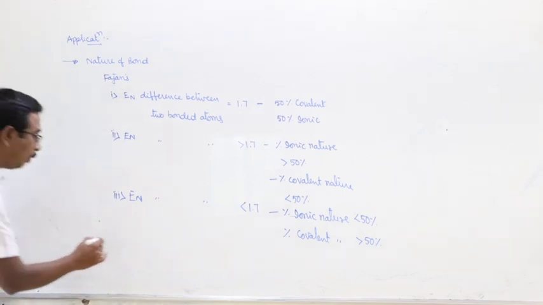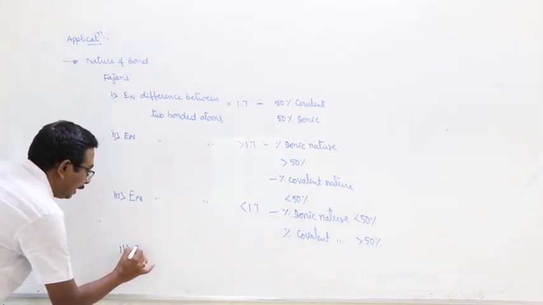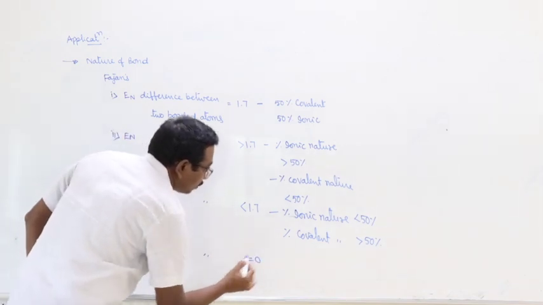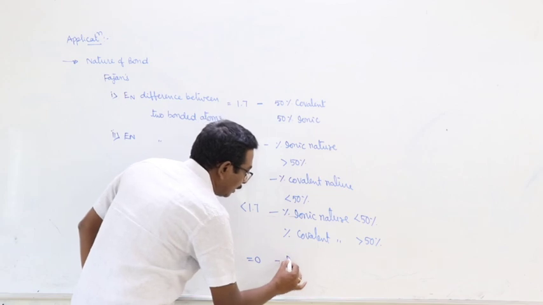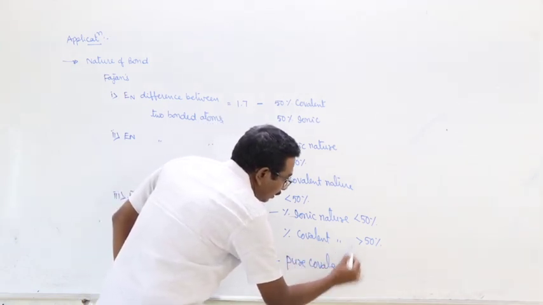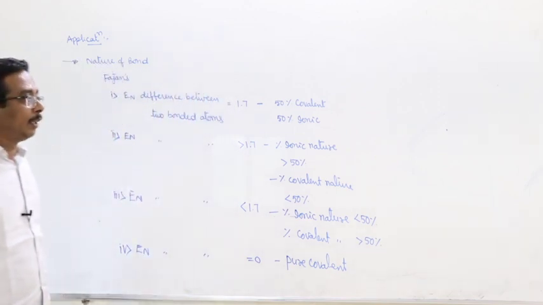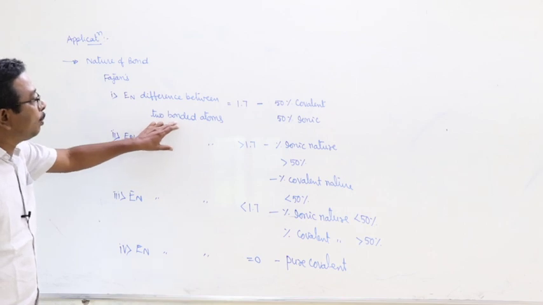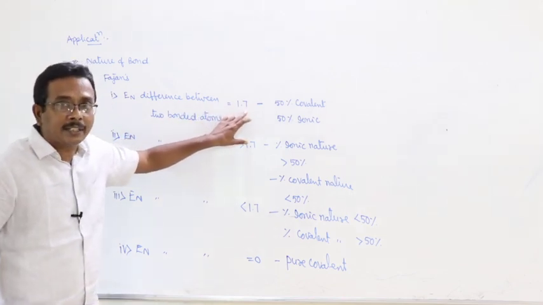Okay. Fourth one. If the electronegativity difference between the two bonded atoms is equal to 0, then the bond is pure covalent and the molecule is a pure covalent molecule. Electronegativity difference between the two bonded atoms is equal to 1.7.